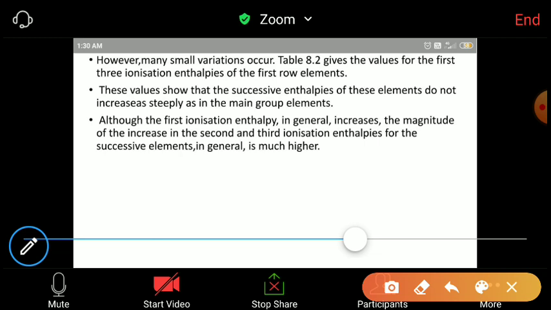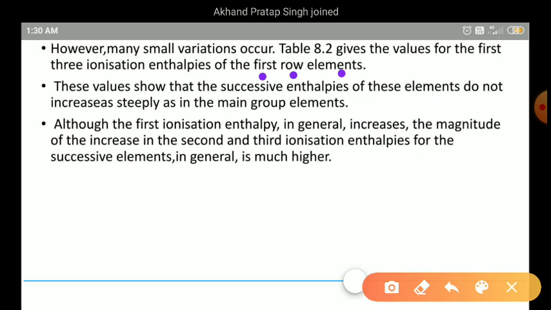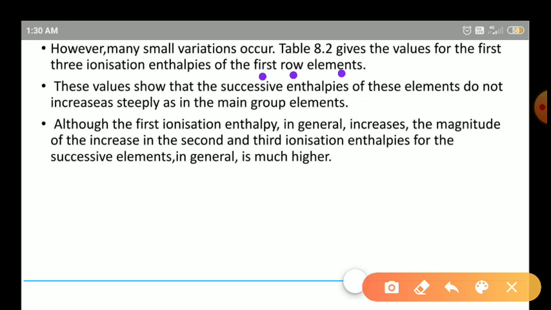The small variations in Table 8.2 give the three ionization enthalpies of the first row elements. The values show that the successive ionization enthalpies of these elements do not increase as steeply as in the main groups. The first ionization enthalpy in general increases in magnitude, and in general the magnitude increases for the second and third ionization enthalpy as well.